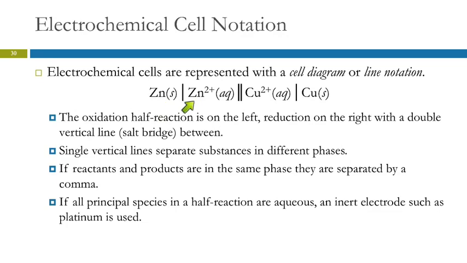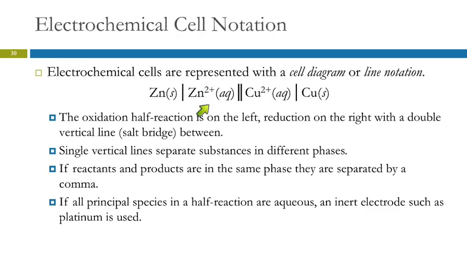So on the left, we have the oxidation half reaction. Is that the anode side or the cathode side? The anode side, because oxidation and anode start with vowels. So this is the anode side, and so here's the electrode, zinc solid, and then there's a line here, and here's the zinc ion, and that's aqueous. So this single line separates these two species because they're different states. This one's a solid, and this one's dissolved ions. Then we've got a double line in the middle that represents the salt bridge.